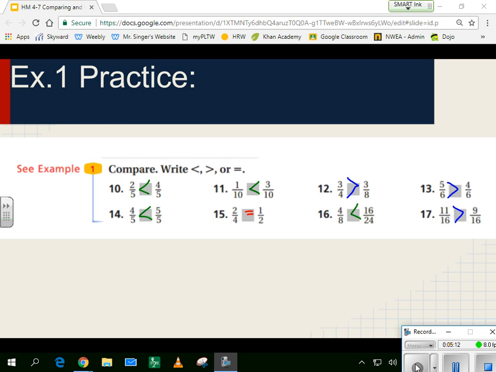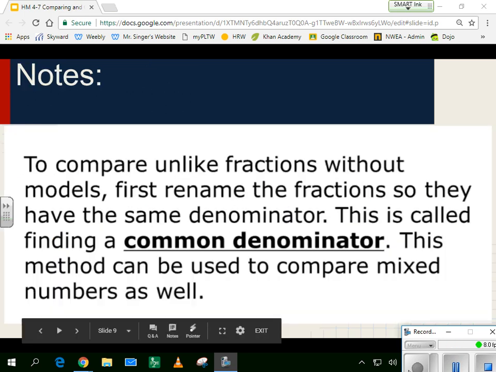And for 16, you can see 4/8 is halfway there between 4 and 8, and 16 to 24 is a lot closer, so that makes it greater. If you got all those right, come on over and give me a high five.